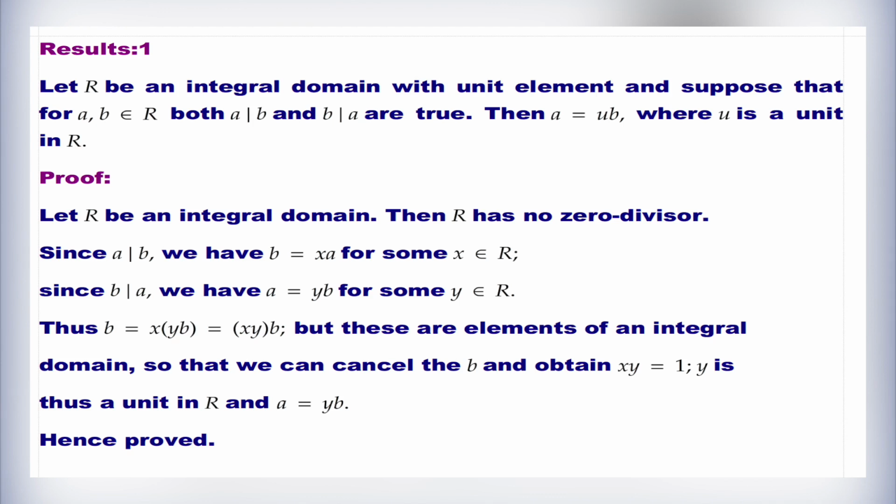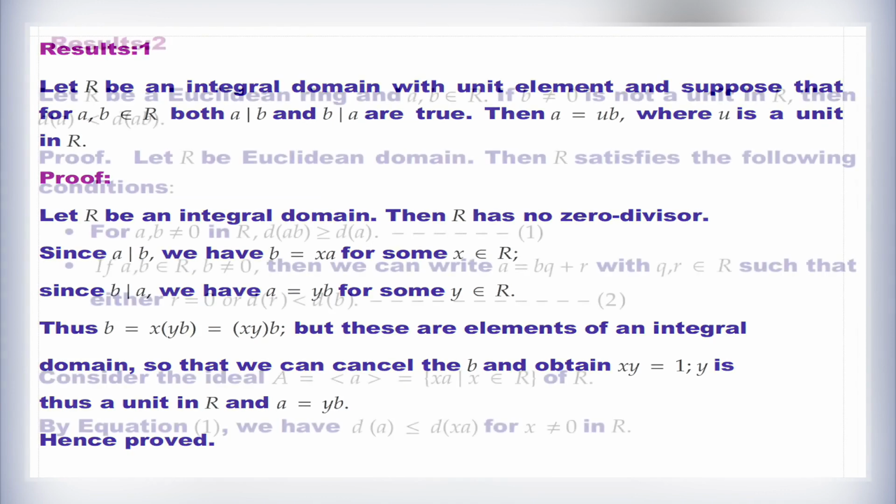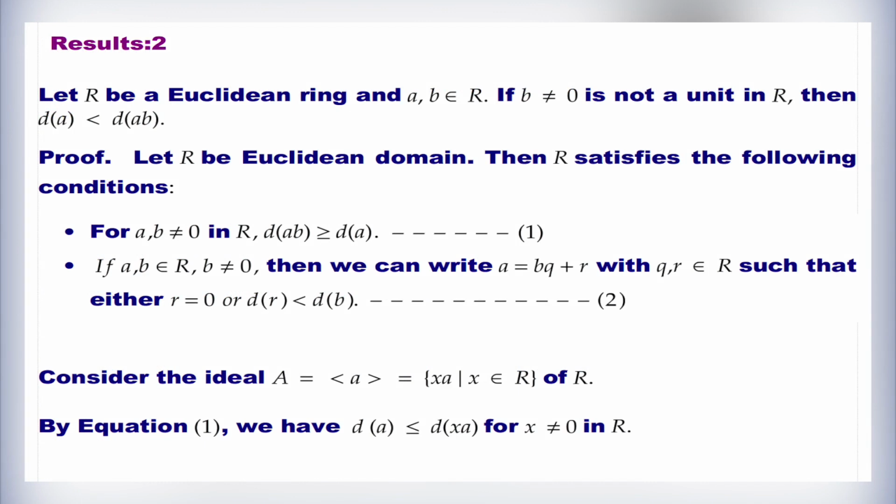We have B equal to x into yB, in the place of A, we put yB. By using associativity, it can be written as xy into B. But these are elements of an integral domain, so we can cancel the B and obtain that xy equals 1. Y is thus a unit in R and A equals yB. Hence, we proved.